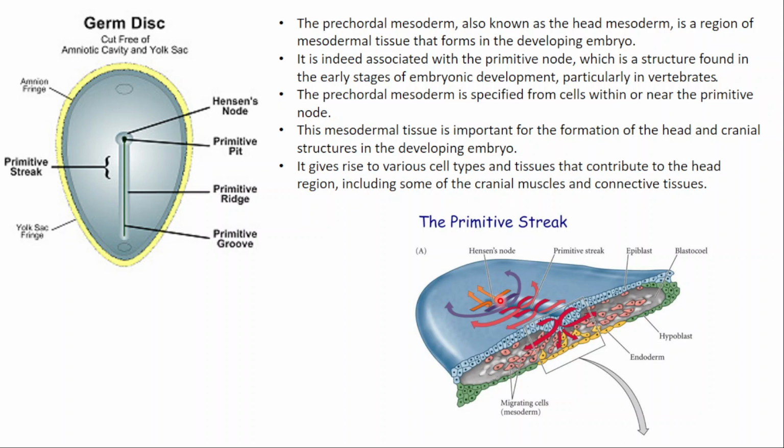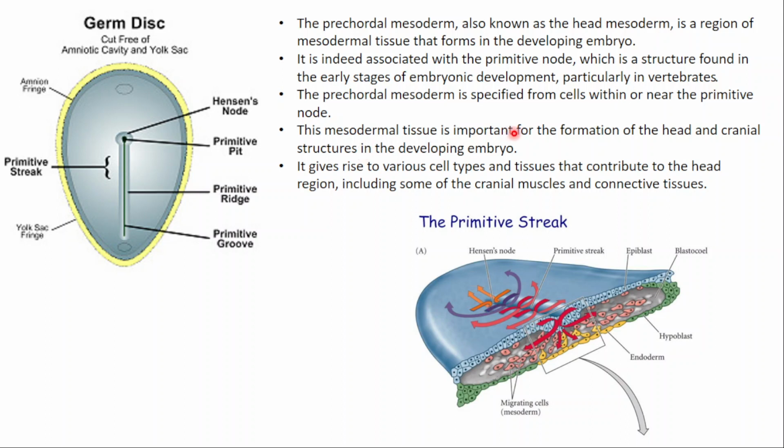And the node, which is also known as Hensen's node, is associated with the primitive node, which is a structure found in the early stage of embryonic development. Precaudal mesoderm is specified from cells within or near the primitive node. So these cells undergo migration. These cells move inside from the primitive node along the length, forming the primitive streak. So there are always cells migrating inside and rearranging themselves.